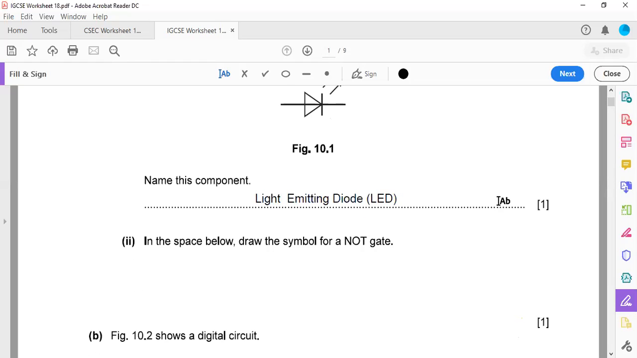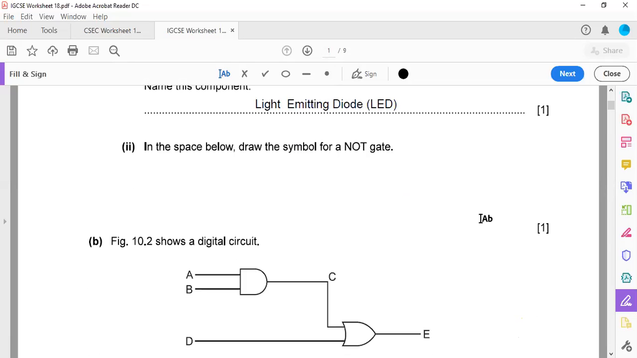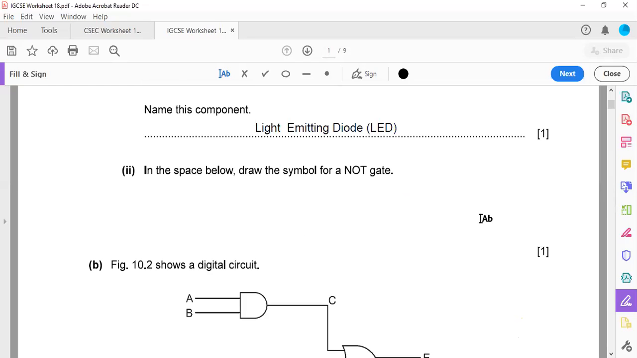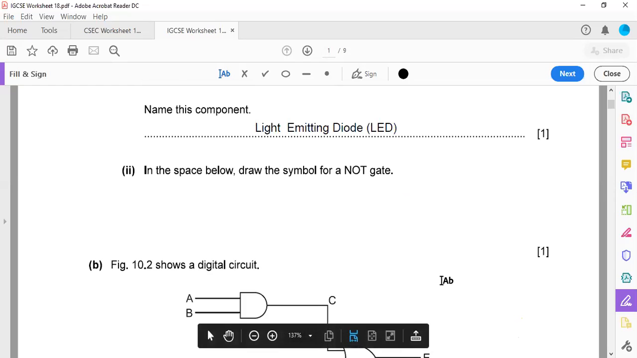I'll see the solutions there while I do it. Let me share the screen. Everybody get to view the LED that I just wrote as the name of the component? Yeah, good. Alright. In the space below, draw the symbol of a NOT gate. How do we draw the symbol of a NOT gate?